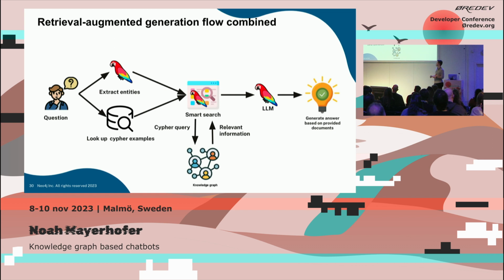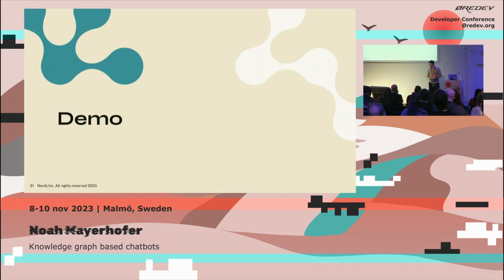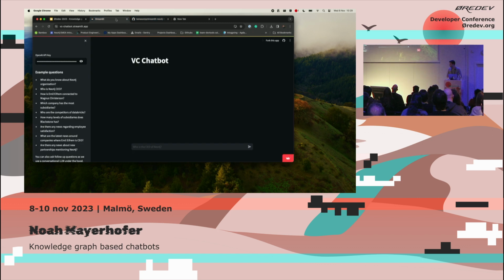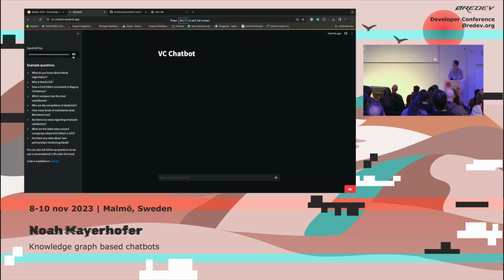And then we have the same thing as before, where we generate a Cypher query and get the relevant information from the knowledge graph, and we can answer the question. And I'm going to show you a little demo of this. We actually created a chatbot using this approach. This is a venture capital chatbot. It's connected to a database with a lot of different companies and organizations, people that are CEO or chairman of these companies, and people who have invested in different companies. And we have our chatbot that can answer questions here.